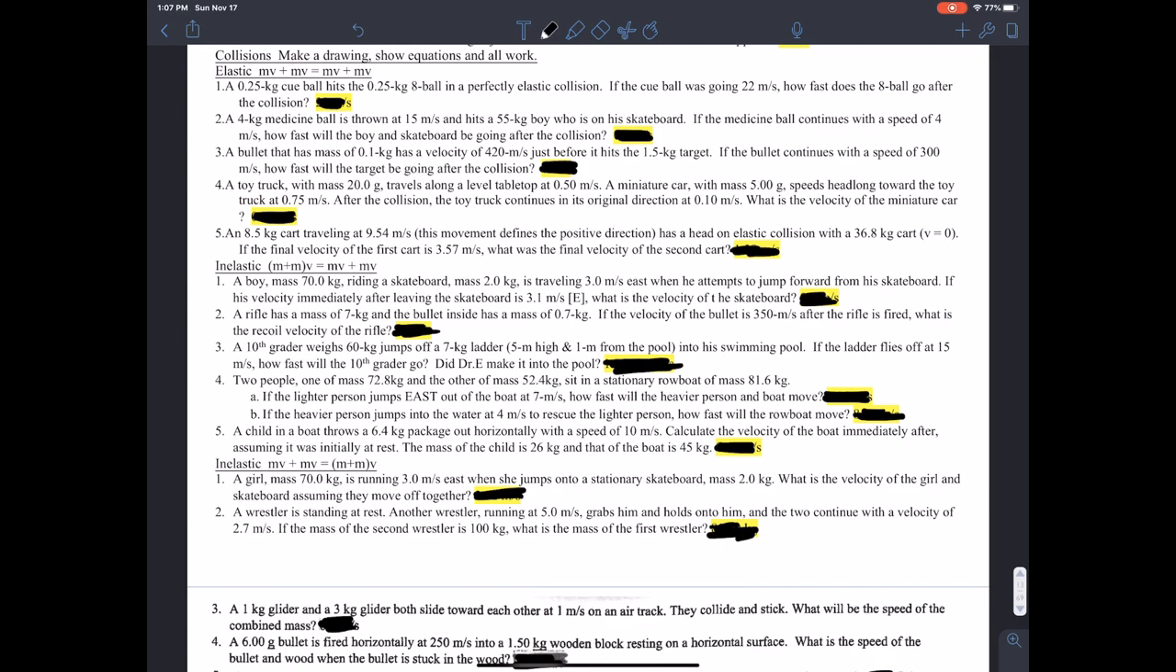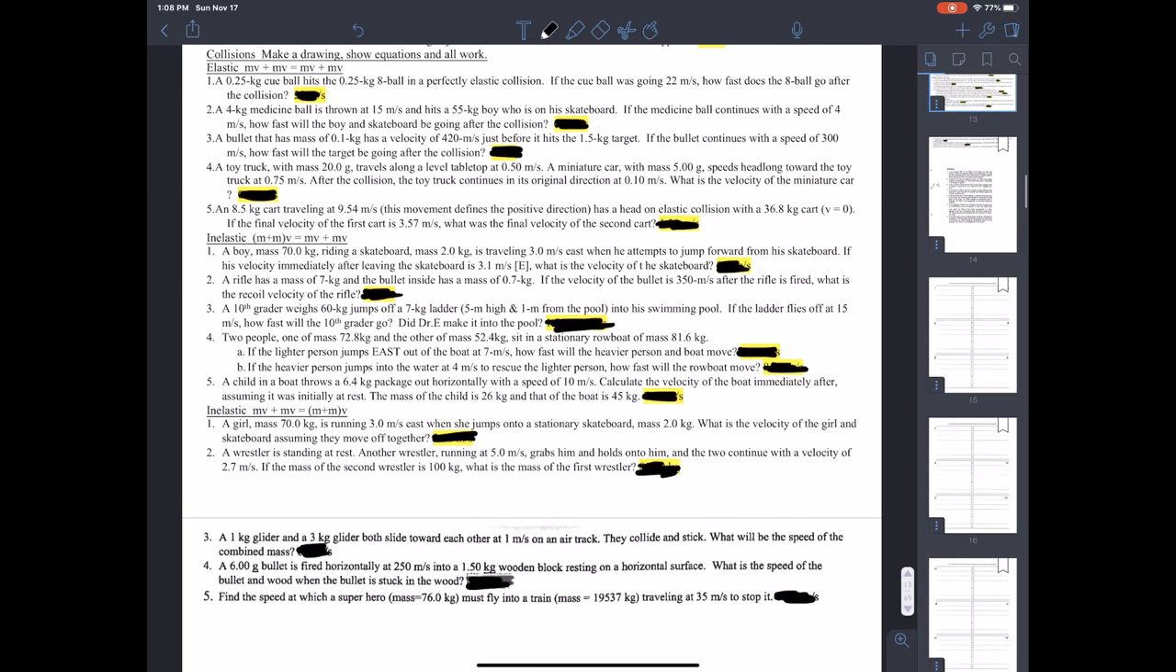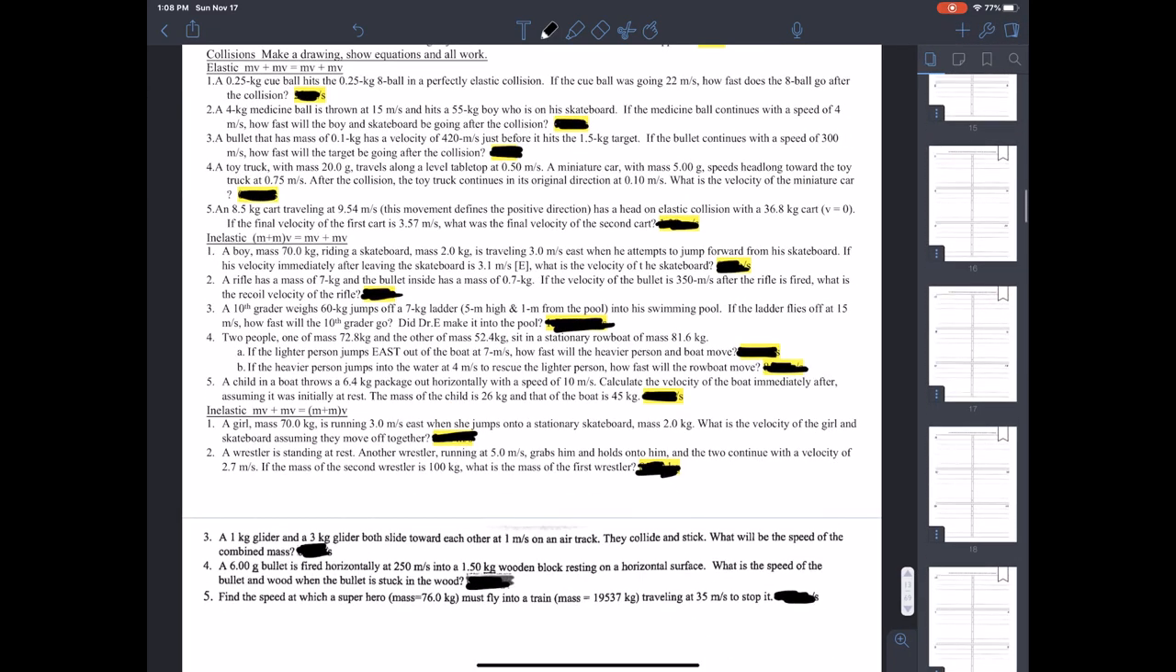Today we're going to figure out some story problems related to elastic collisions and inelastic collisions. So you'll need this paper out, and we're going to fill in all of the work onto our papers right here, the formula sheets.